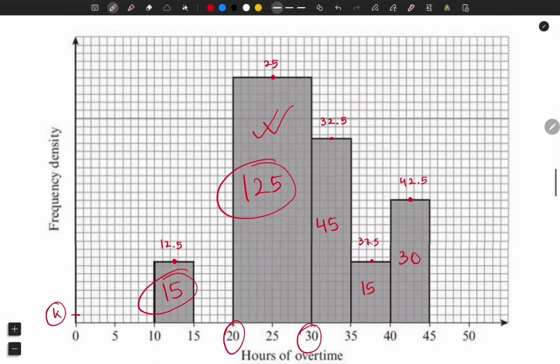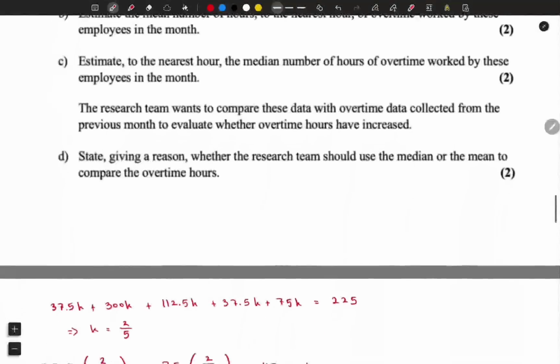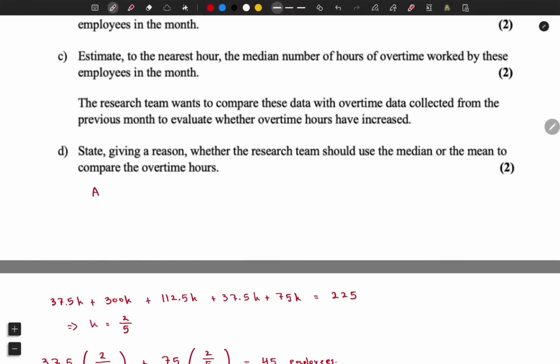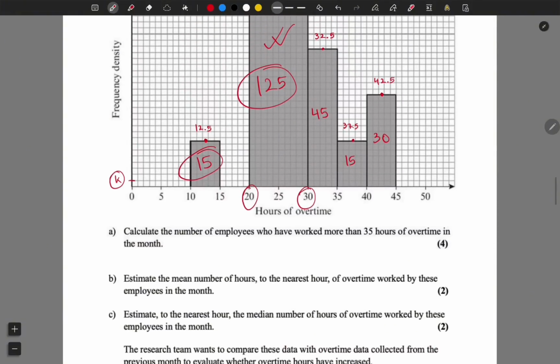So as you can see from the bar graph, you can clearly see that the data is skewed. We do not need to know whether it's positively skewed or negatively skewed. If the data is skewed, we always need to use the median to compare the data. So in this case, as the data is skewed, median must be used. So that is it for this part.